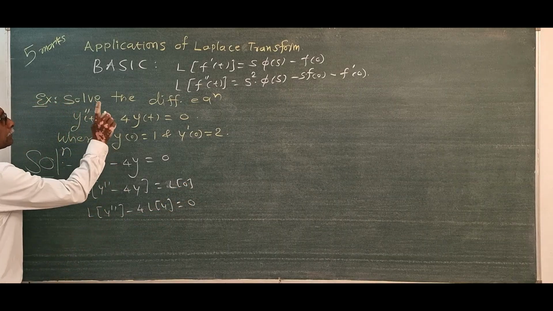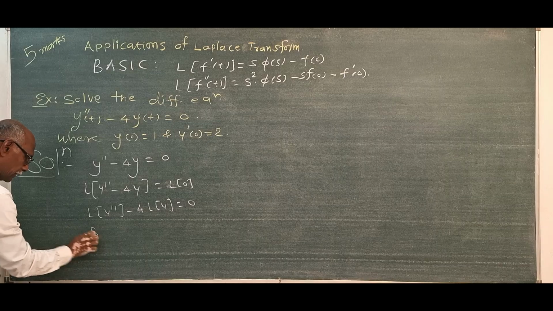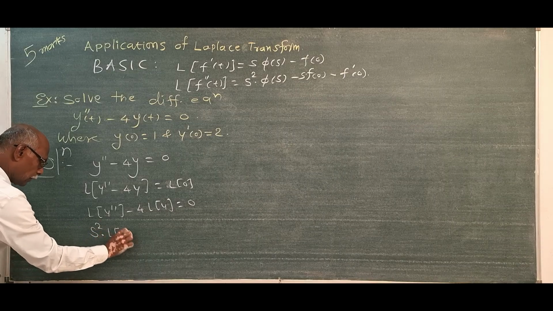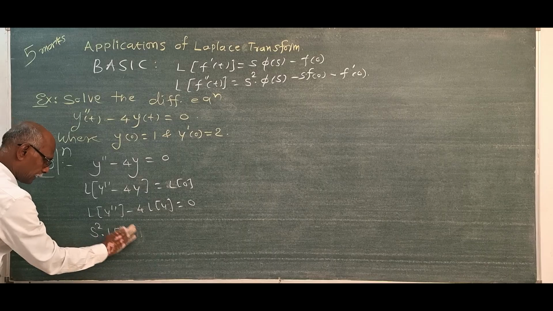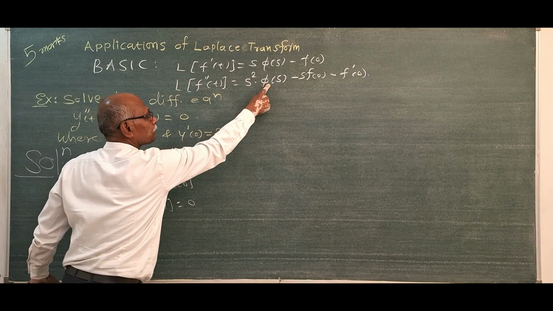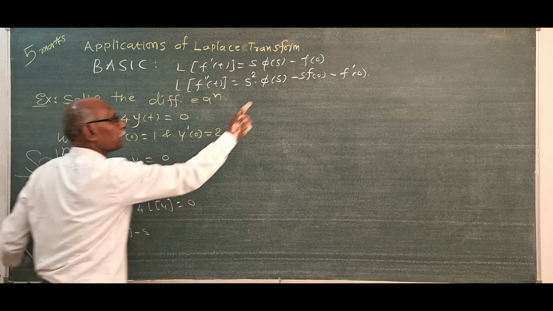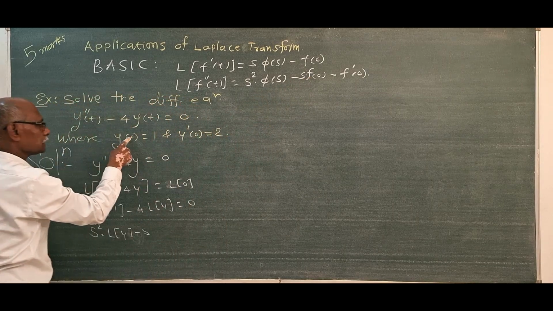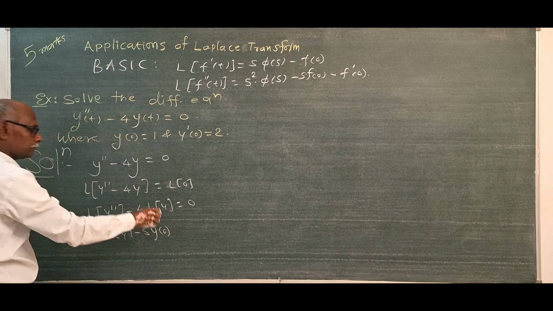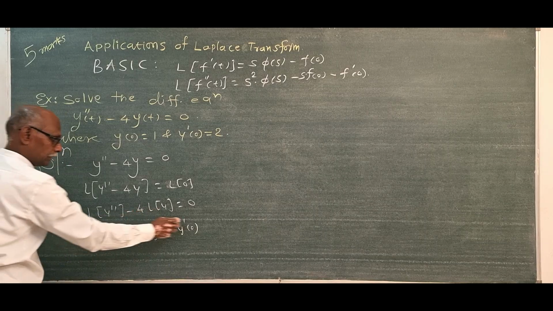Now f double dash is compared with y double dash. Therefore, here we write s square into y at s, that is Laplace of y at t, or we may write Laplace of y. Then minus, I am writing this phi s, phi s means Laplace of y. Minus s times f of 0, but f of 0 is nothing but y at 0. Then f dash, that means y dash. So we have completed this.